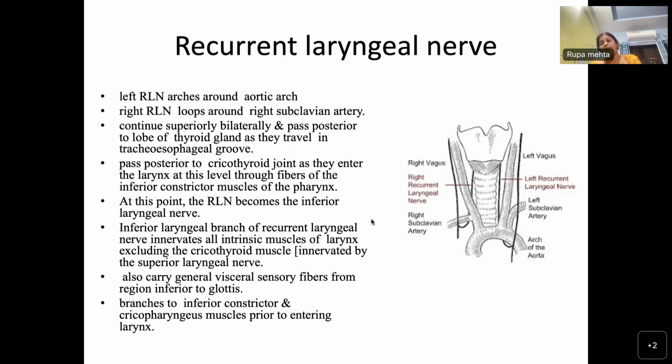The parathyroids also have a very constant relationship with the recurrent laryngeal nerve, the inferior parathyroid gland being anterior to the recurrent laryngeal nerve, and the superior being posterior to it. At the point where it enters, the RLN becomes known as the inferior laryngeal nerve. The inferior laryngeal branch of the recurrent laryngeal nerve innervates all intrinsic muscles of the larynx, excluding the cricothyroid.